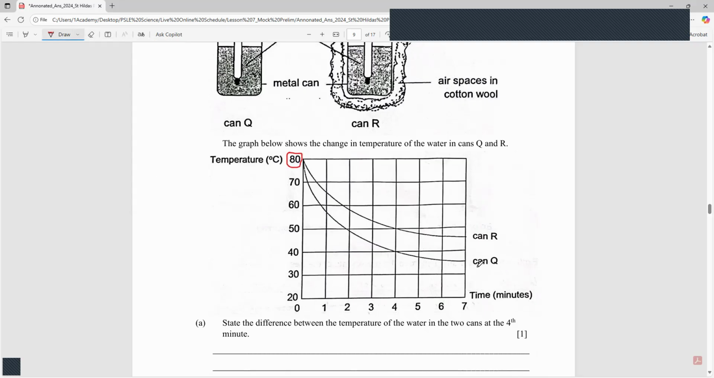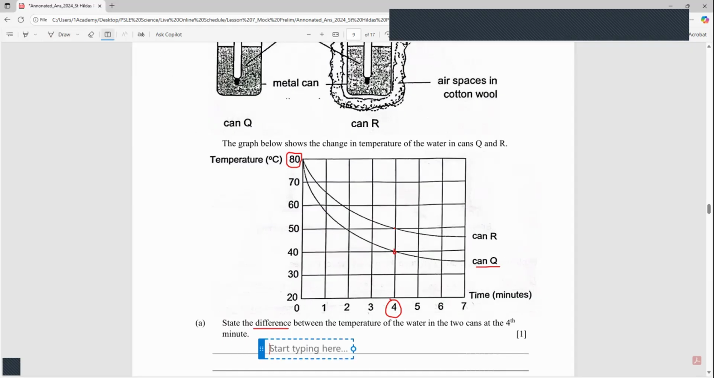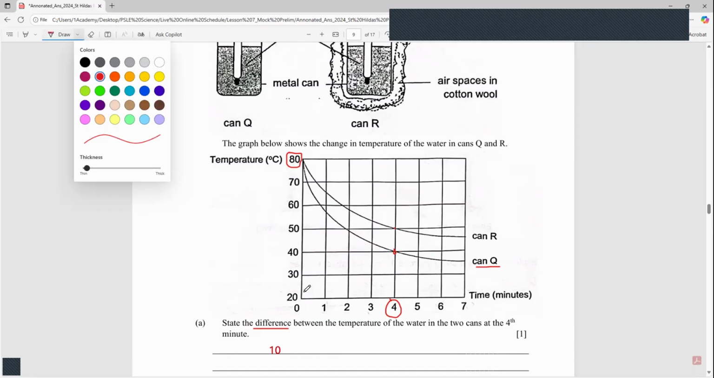And then, can Q cool down faster? But there's an important word here. They say state the difference in temperature of the water in the two cans at the fourth minute. So you take this reading and this reading and then minus. So it's 50 minus 40. The answer is 10 degrees Celsius. Remember to put the unit, degrees Celsius.